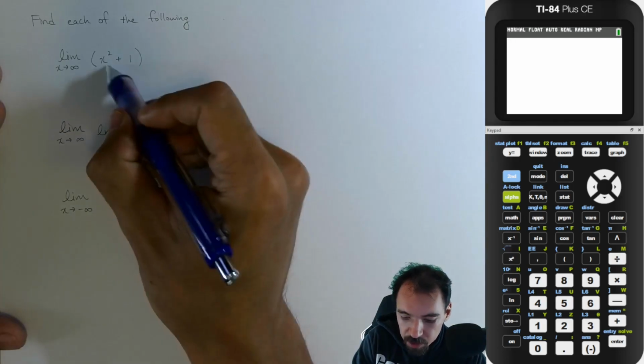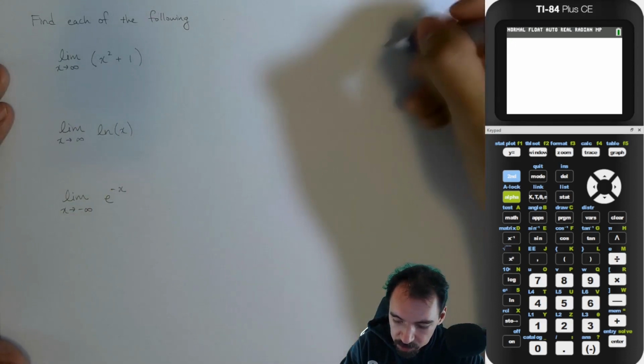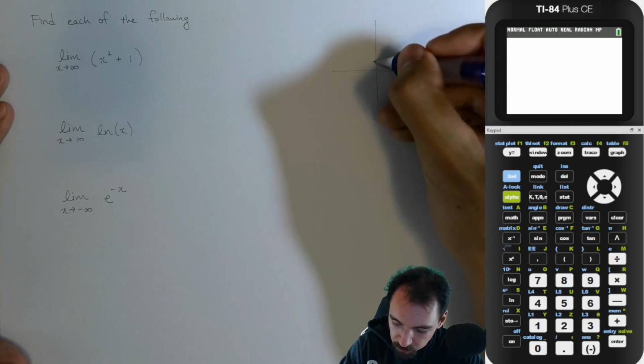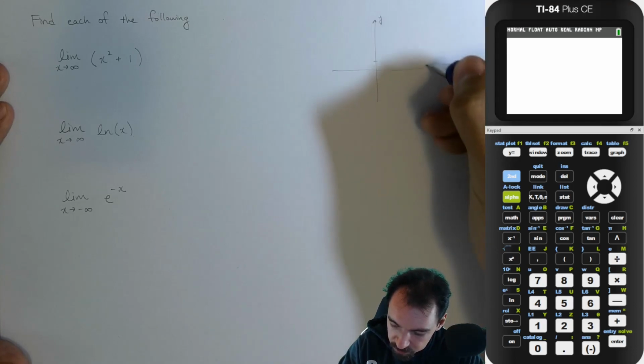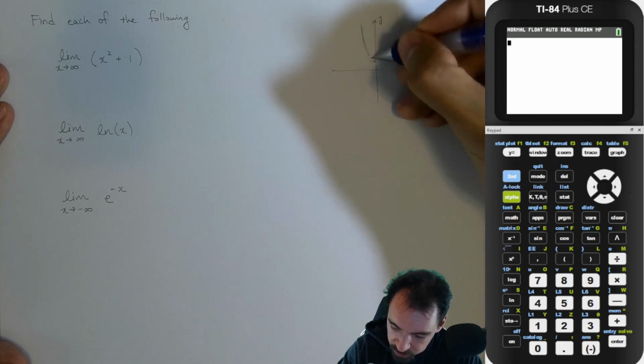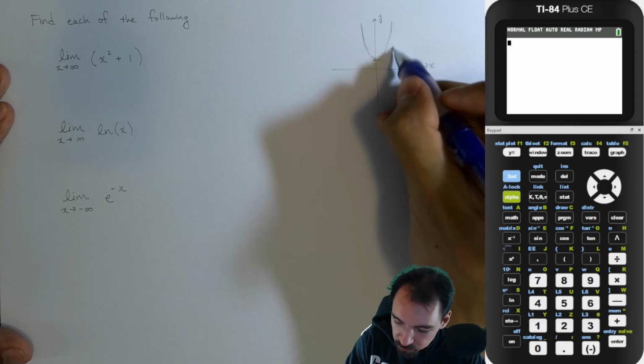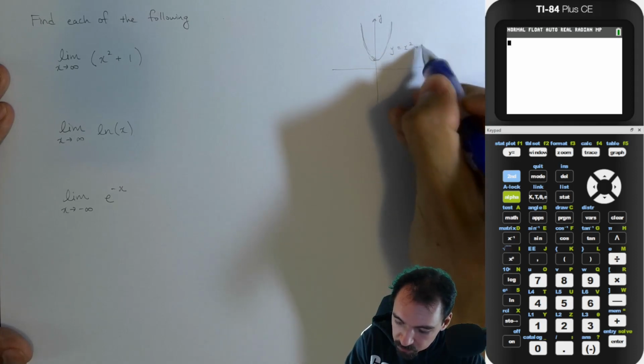and see what happens to these things. Okay. So this x squared plus 1, we know what that looks like. That's just a parabola with a y-intercept of 1. All right, so this is y and x, and something like this. It goes up like that, and it goes up like that. Right, this is y equals x squared plus 1.